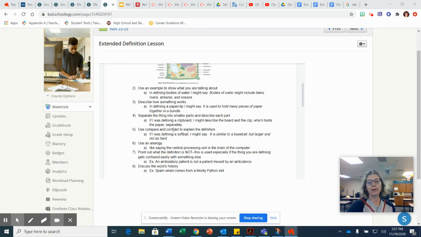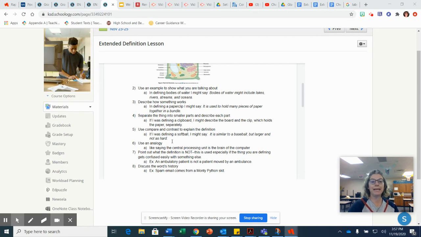You can use compare and contrast to explain the definition. So for instance, if I was explaining a softball, I might say it's similar to a baseball, but larger and not as hard. So I used compare and contrast there. I compared it to a baseball. I contrasted it by saying how it was different, okay?